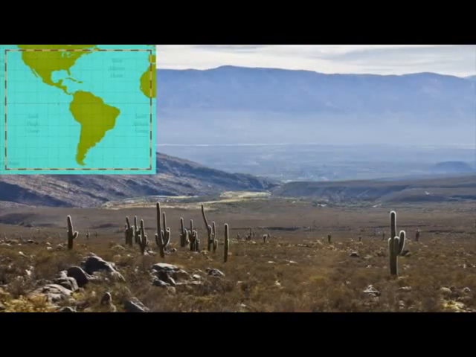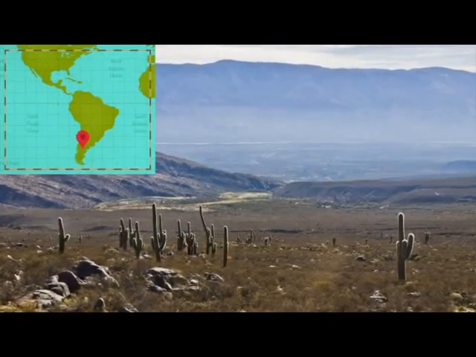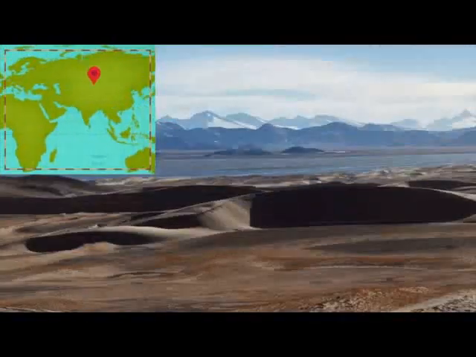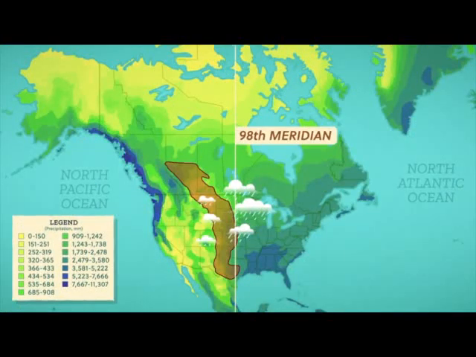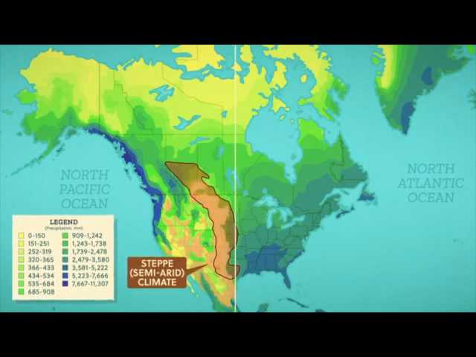Orographic precipitation patterns can be found on mountains worldwide. In Argentina, the Patagonia Desert lies in the rain shadow of the Andes Mountains, while the Trans-Himalayan region of Tibet and Central Asia lies in the rain shadow of the Himalaya Mountains. The Great Plains straddle the 98th meridian. So there's precipitation sometimes. It's just unpredictable. The result is a steppe or semi-arid climate which is too dry to support forest, but too moist to be a desert.